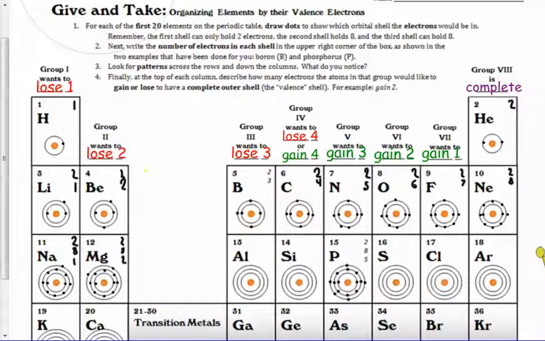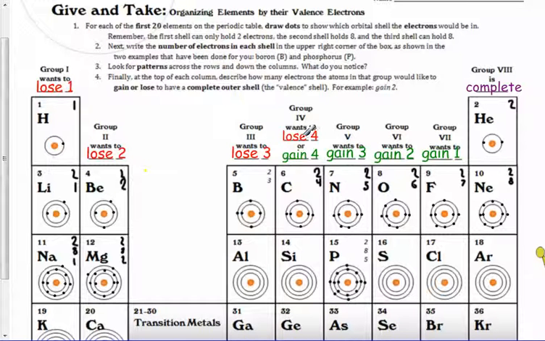Hopefully you filled out your give and take worksheet here and found out that there are some interesting things going on with the different columns. For instance, group 1 all has one electron in their valence shell. Their outer shell all has one, so they all want to lose one electron to be happy. Group 2 all have 2 electrons in their outer shell. Look at that, 2 electrons in our shell, and they all want to lose 2 in order to be happy. And all the way across, group 3 wants to lose 3.